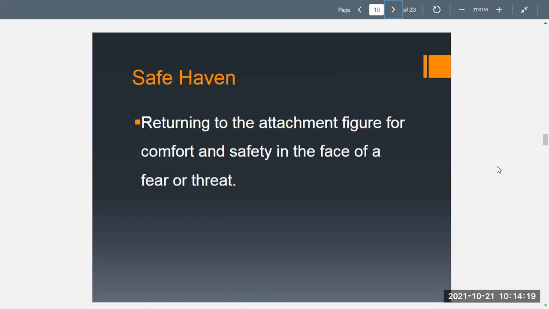Keep that in mind. Safe haven. It's returning to the attachment figure for comfort and safety in the face of a fear or threat, which explains why when we have a bad day at work, when we have some type of a problem with our family, our parents, our siblings, we get into arguments with friends, somebody upsets you at the grocery store, you have a problem at work with an employee, we always return back to our safe haven, which is the attachment figure who provides comfort and safety. They listen to us, they validate, they affirm our feelings and that sort of thing.